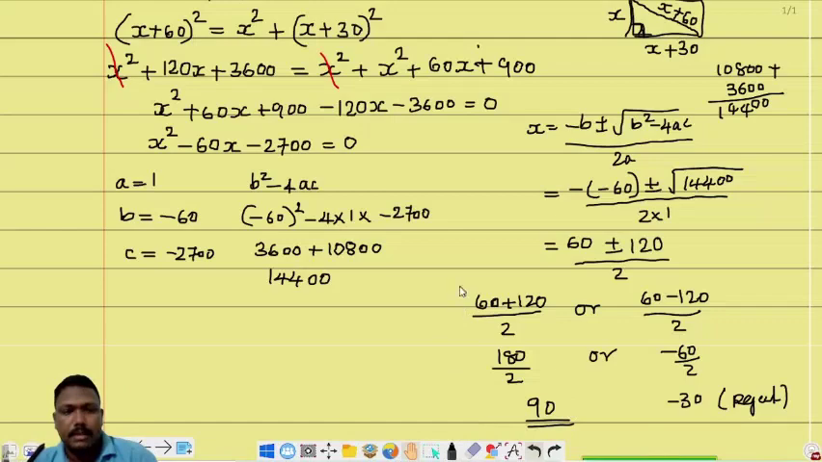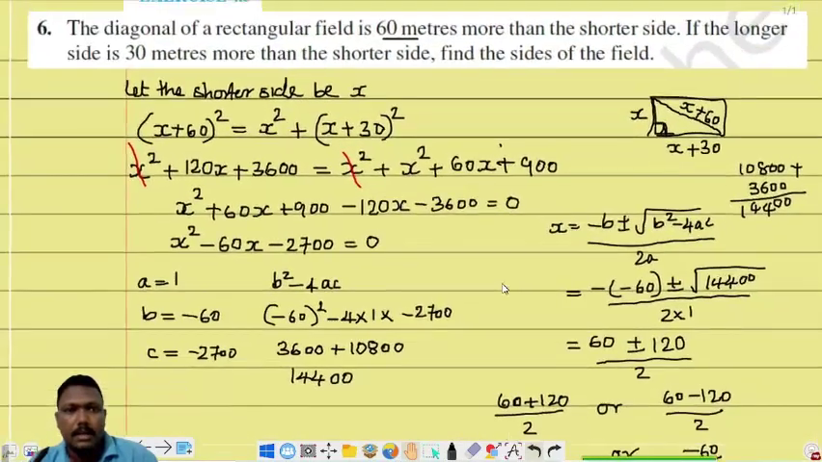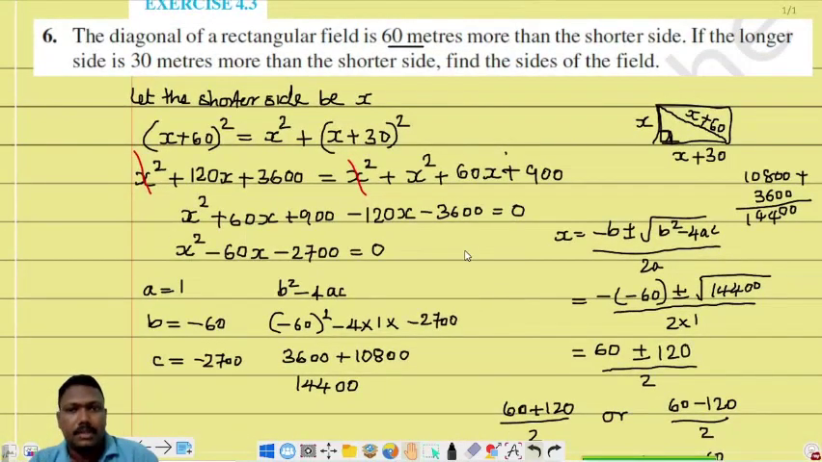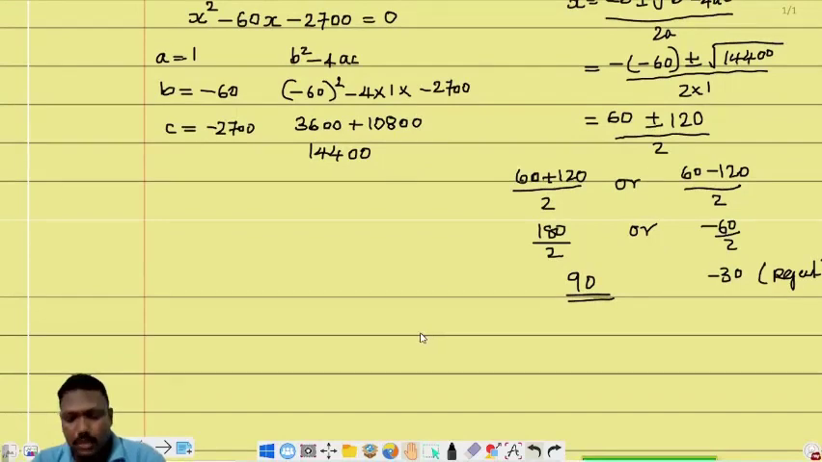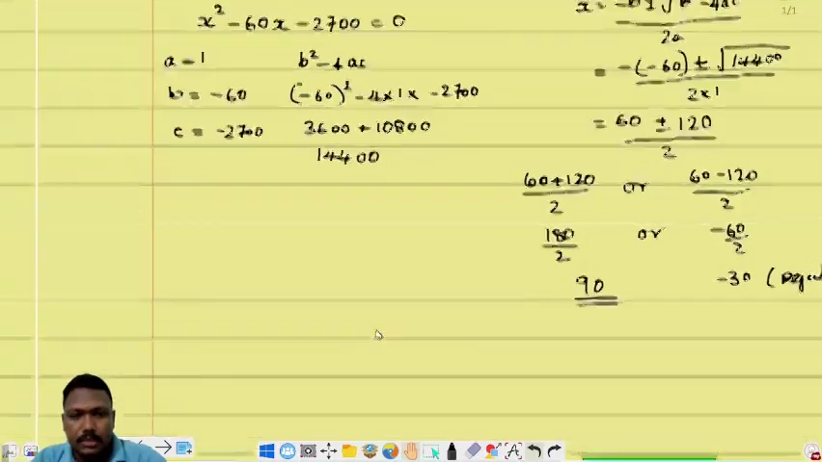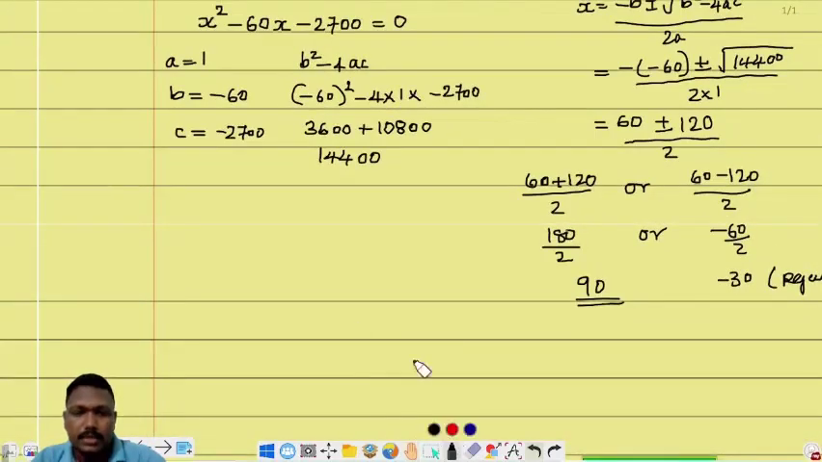The shorter side will be, we have to find the sides of the field. All the sides we have to find. So we can find all the sides. That is, we got x is equal to 90. So we can write shorter side, that is altitude. Altitude is equal to this one, 90 meter, and base is equal to how much?